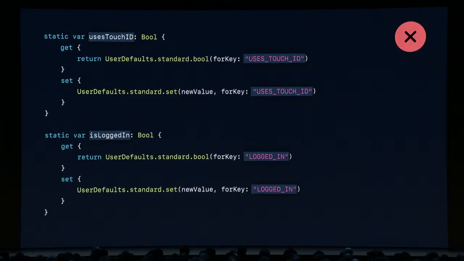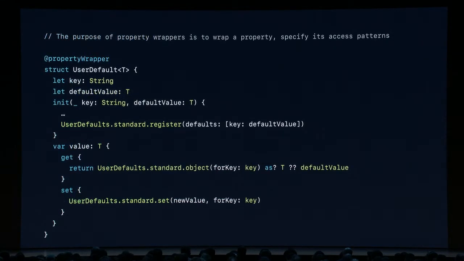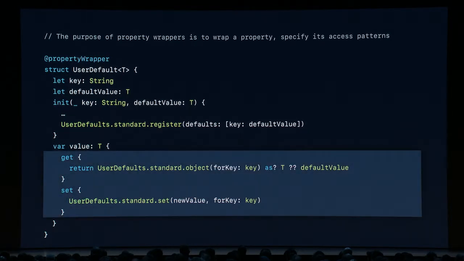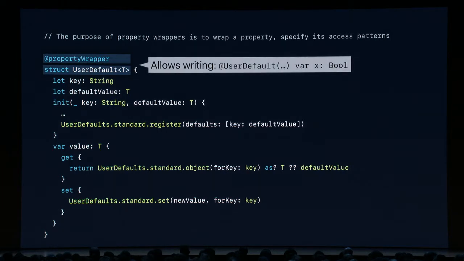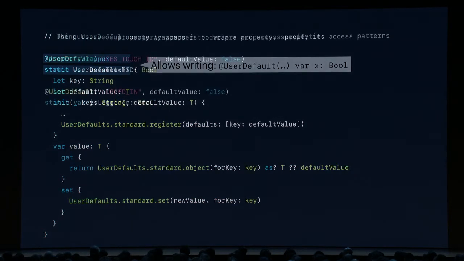For example, here I have two properties that specify my user defaults. But most of this code is just copy and pasted. With property wrappers, we can declare one type that specifies the access pattern. Let's call it UserDefault. Further, we tell the compiler that this type is special. Its primary purpose is to wrap a property and specify its access pattern. What that gives us is that this type will allow us to use a custom attribute to declare properties that use the UserDefault access pattern. Let's take a closer look.